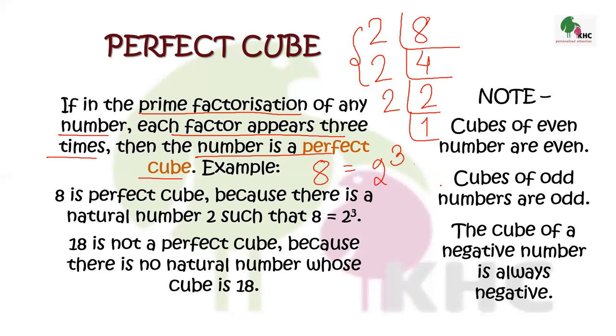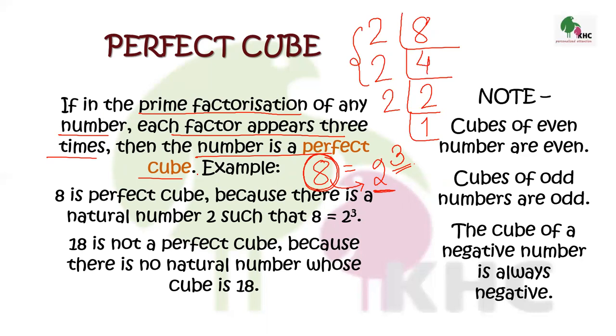So now, since I could express 8 this way, the factor 2 appears 3 times while prime factorizing the number 8. 8 is known as a perfect cube. So what are perfect cubes? Perfect cubes are those numbers whose prime factors appear exactly 3 times.